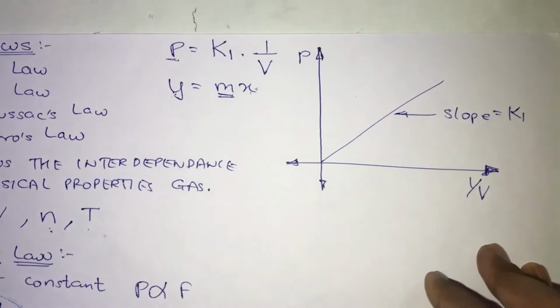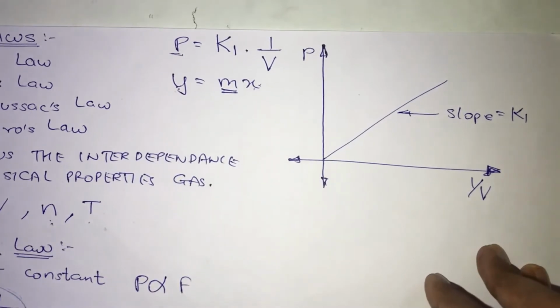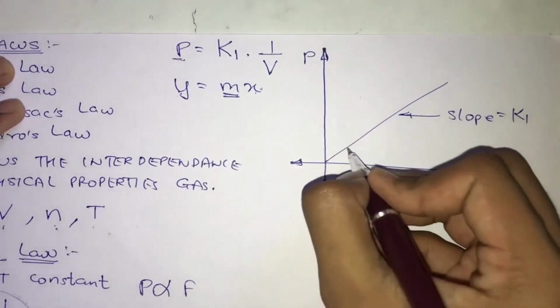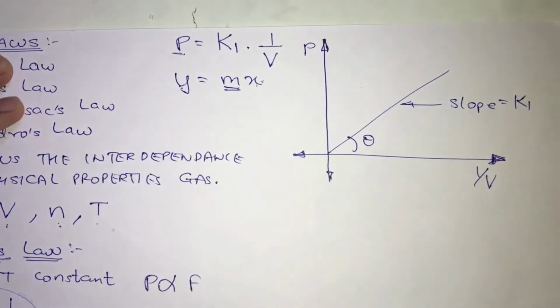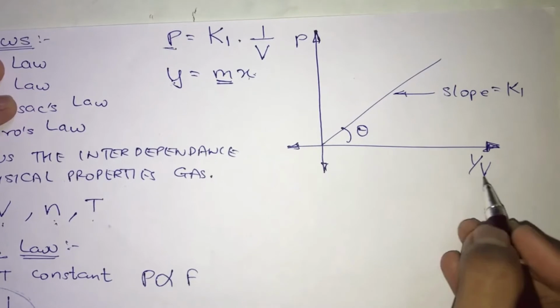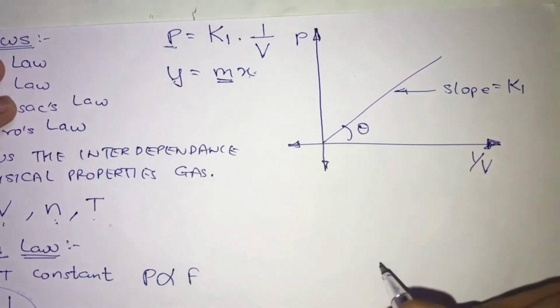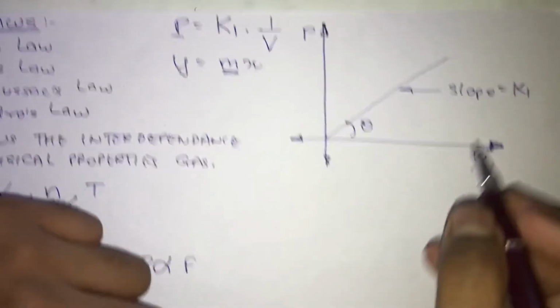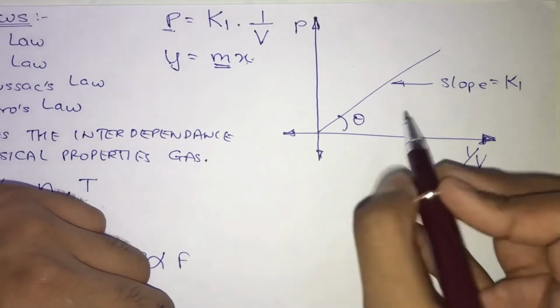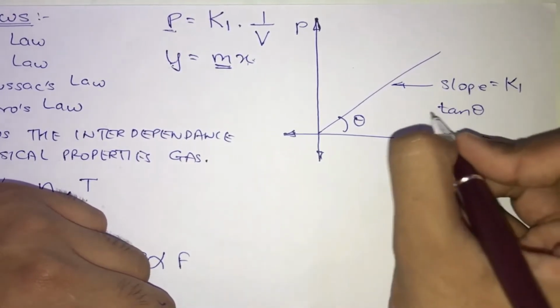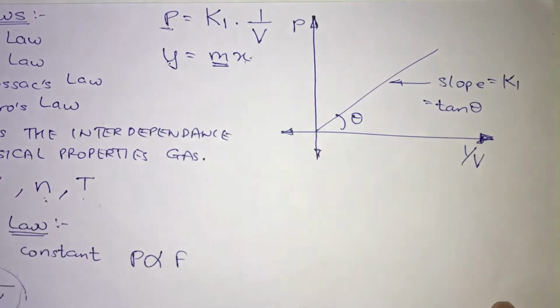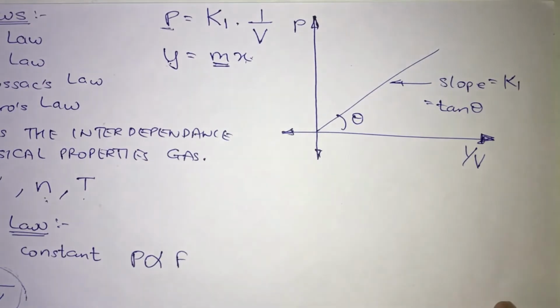So I hope this thing is clear for you all. And this angle made by the line with the horizontal x axis, which is our 1 upon v, is called theta. So whenever you want to find out this value of k1, you just have to take the tan of theta and you will get the value of slope. So I hope our first graph is clear for you.